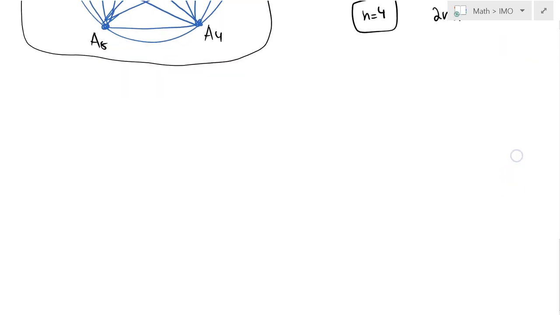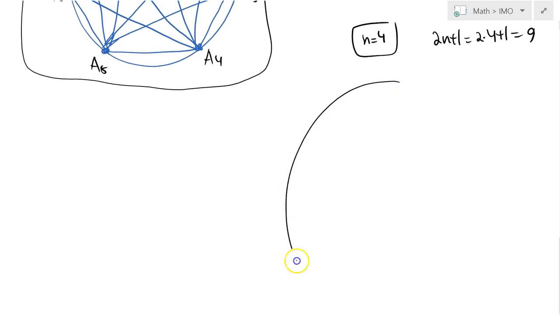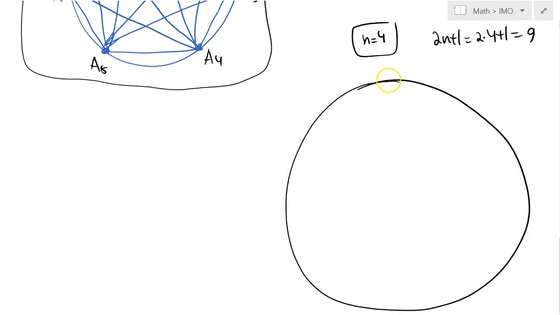So we have a 9-gon. Let me draw my circle, and on that circle, 9 vertices, there you go. Okay, so that should be a 9-gon. There are too many lines in this picture. So what I will do is I will come up with the following.